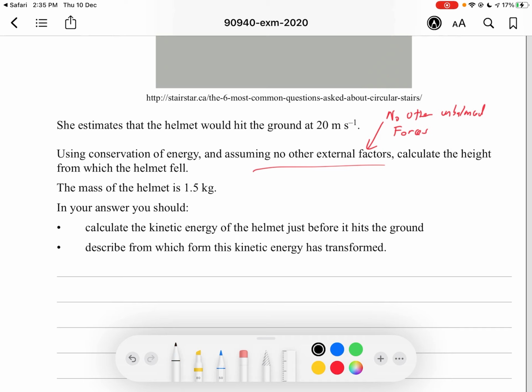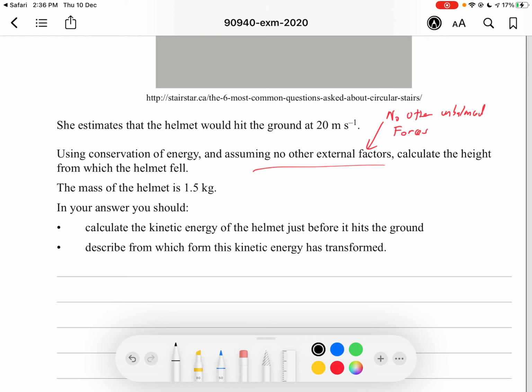So basically we know that at the height that Lindley drops the helmet, it's going to have a certain amount of gravitational potential energy. When she drops the helmet, some of this gravitational potential energy is lost and transferred into kinetic energy. When the helmet makes contact with the ground, it has no more gravitational potential energy relative to the ground, which means all of the gravitational potential energy it had has been transferred into kinetic energy.